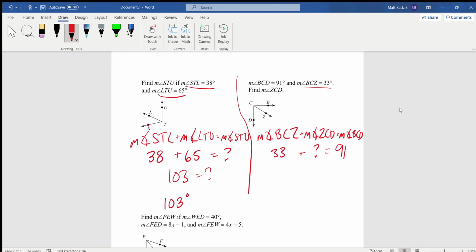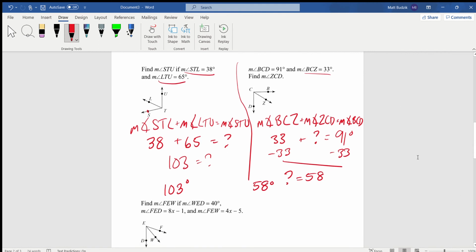Since we're given the whole and a piece, and we're trying to find the other piece, this is when you subtract. So 91 minus 33 is 58. So this angle measure is 58 degrees.